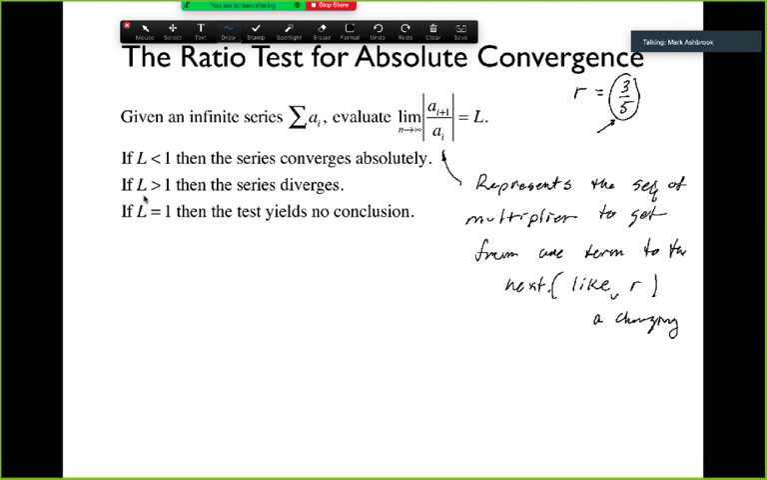Likewise, if that limit is greater than 1, it's going to diverge, and then the test doesn't yield a conclusion if L equals 1. You got to do something else. You got to reach back into our toolbox and figure something else out. The ratio test isn't helping with this particular series.